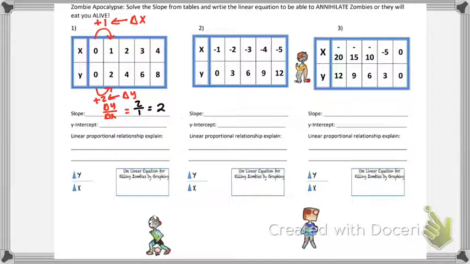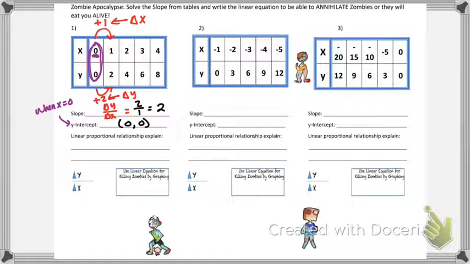Our y-intercept is going to be where our x equals 0. So here our x is 0, and so let's find the y value for it. That will be 0, comma 0, so that will be our y-intercept.